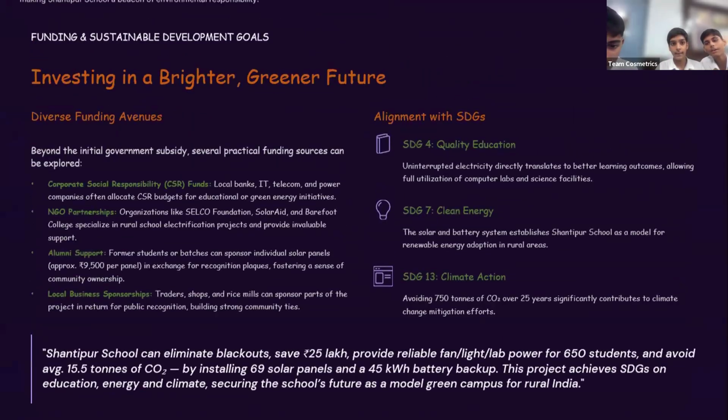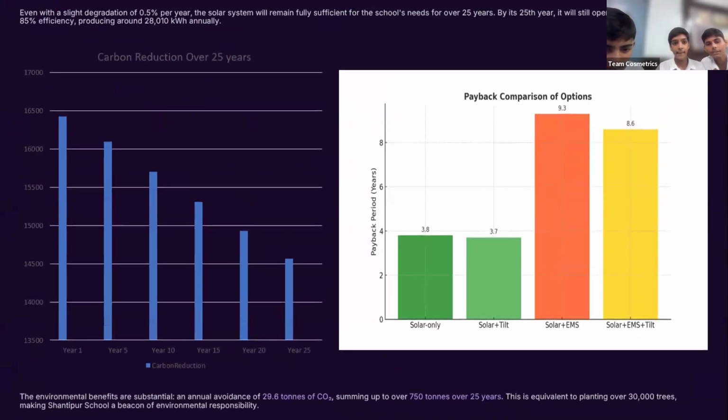We had made some graphs about it, and we have a rough sketch of it written over here, as you can see, of avoidance of 29.6 tons of CO2, which sums up to 750 tons over the 25 years. My friend Parth also explained it in his explanation, and which adds up to about 30,000 trees in 25 years. This adds up to planting about 30,000 trees.